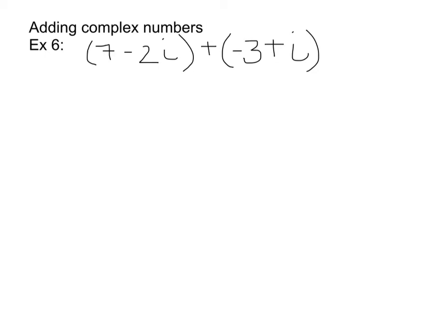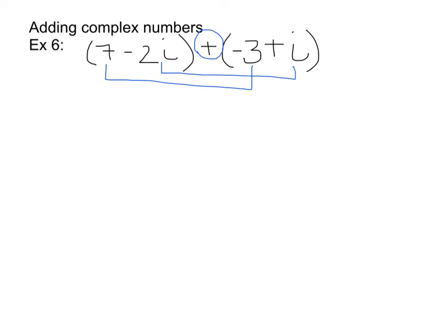Now we are going to look at how we add complex numbers. We're going to start by adding 7 minus 2i plus negative 3 plus i. To do this, all you're going to do is combine like terms, and that means combine the real number with the real number and the imaginary number with the imaginary number. Please don't forget that this is a plus sign. You're adding, you're not multiplying.